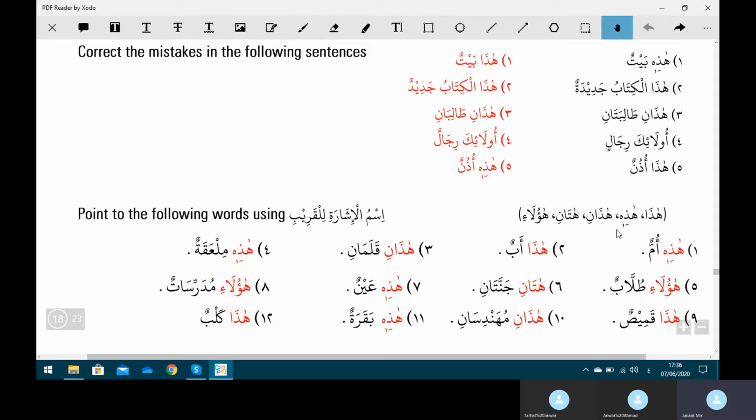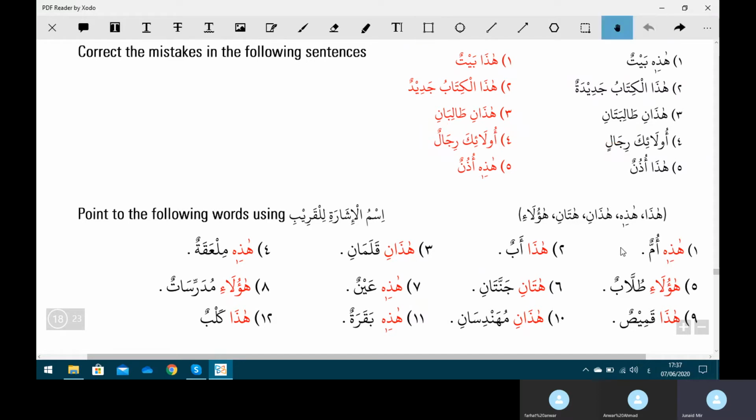By the way, I think you should know this by now, but this is jar. I know it because of the kasratain under it. Muslimun, musliman, muslimin. Going back to your muslimun table. And this is rough because of the dammatain.